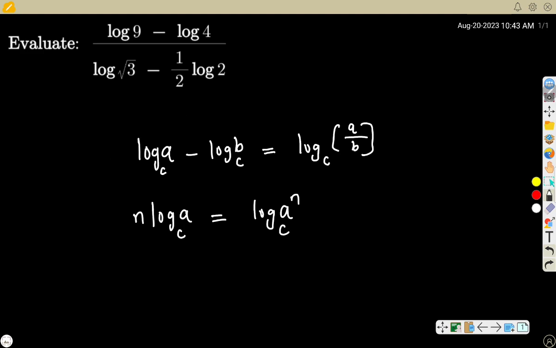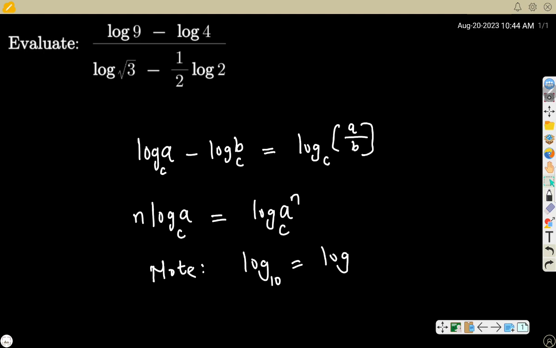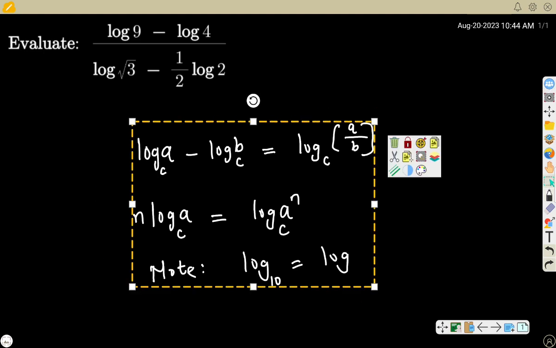And also note, if you have an ordinary log like this, it means it's base 10. So log base 10 is the same thing as writing ordinary log. If you do not see any base in your log, just know it's base 10. Take note. So let's assume that everybody understands it's base 10. That is why we don't bother to put base 10.